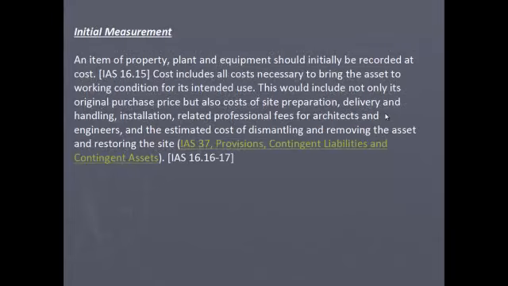Now comes the initial measurement. An item of property, plant and equipment should initially be recorded at cost. Costs include all costs necessary to bring the asset to working condition for its intended use. This would include not only its original purchase price but also the cost of site preparation, delivery and handling, installation, related professional fees for architects and engineers, and the estimated cost of dismantling and removing the asset and restoring the site. This part of the cost is covered under IAS 37 Provisions, Contingent Liabilities and Contingent Assets.